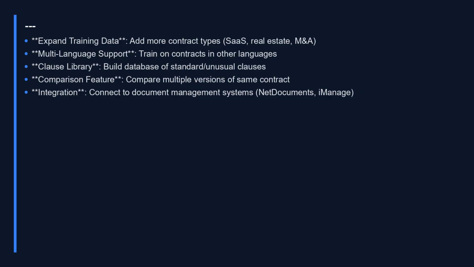Next steps, 5 directions worth pursuing from here. Expand the training data to cover SaaS agreements, real estate contracts, and M&A documents. Each has its own vocabulary and risk profile. Add multi-language support for firms operating across jurisdictions. Build a clause library that flags deviations from standard language, so reviewers know immediately when something is non-standard.